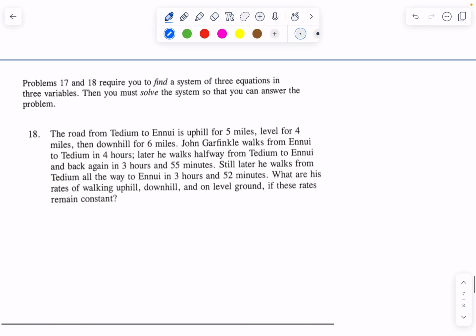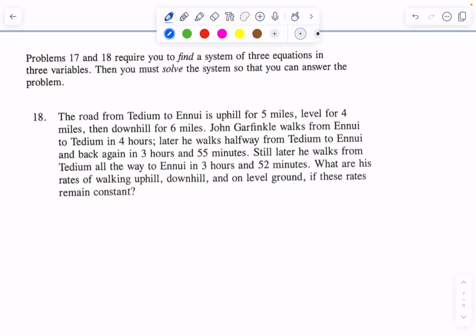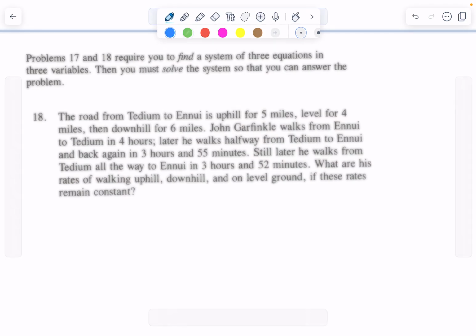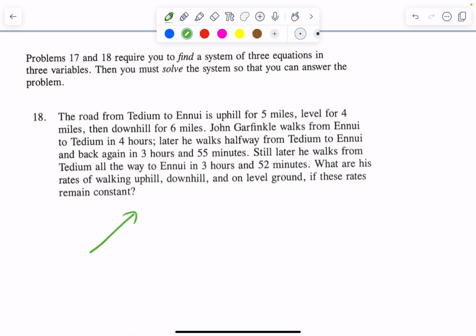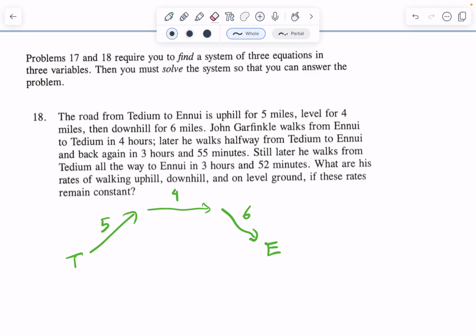Okay, lastly, let's do a crazy freaking word problem, okay? So we've got a road from tedium to ennui, right? Get it, like boredom to boredom, okay? Uphill for 5 miles. So let's draw a little map, okay? We go uphill for 5 miles, level for 4 miles, then downhill for 6 miles, okay? And that's going from T to E, all right? And it says, so we already got the first part, so I'm just gonna highlight that. Okay, we got this, great, okay?